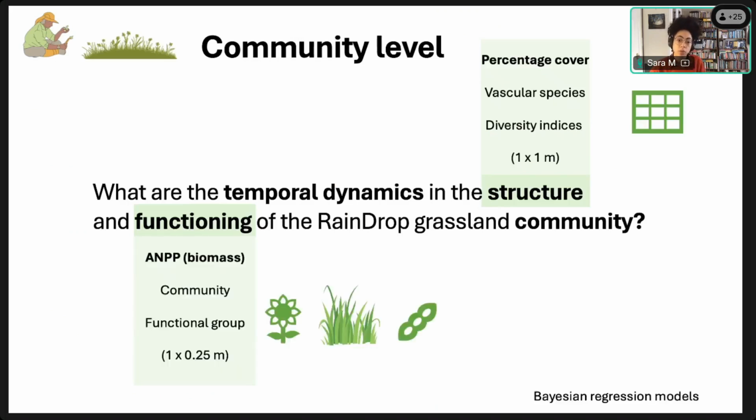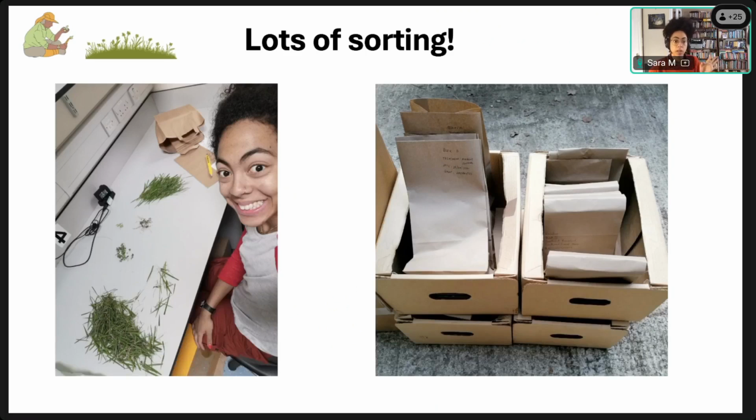In terms of functioning, that was looking at above ground annual net primary productivity, using biomass taken from 1 metre by 0.25 metre strips. That was looking at the community level biomass and then split into functional groups: forbs, graminoids and legumes. That involved lots of people sorting, because it's a lot of painstaking work to sort into functional groups. And you can see the biomass bags ready to be put in the oven for drying.